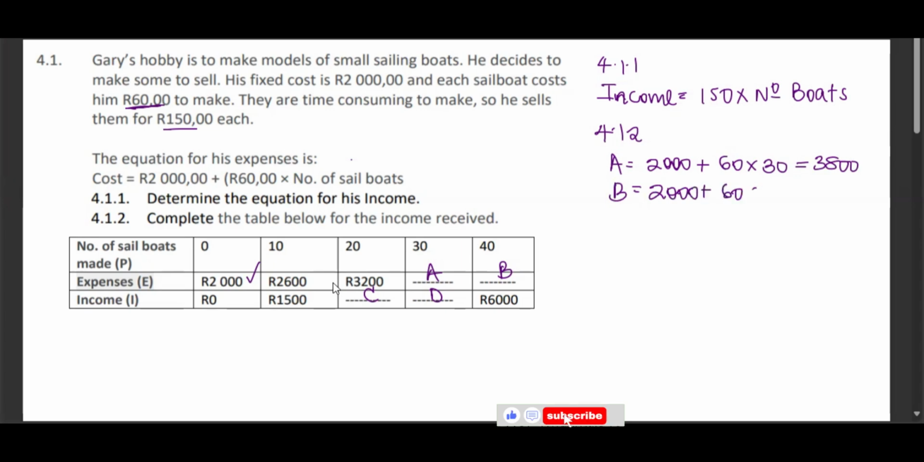Then B, still the same story. However, now it has become 40, and the answer becomes 4,400. That's the value of B. Then when you look at C, it's an income. So we go back to our formula that we've used, times 20. This has to give you 3,000. Whereas D, it's still this 150 times 30, which gives you 4,500.